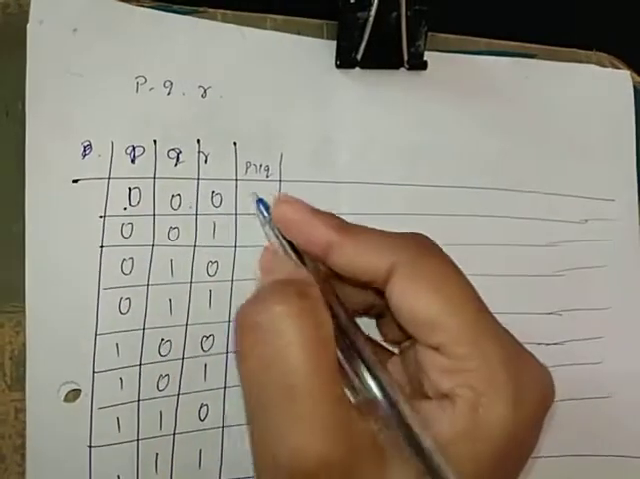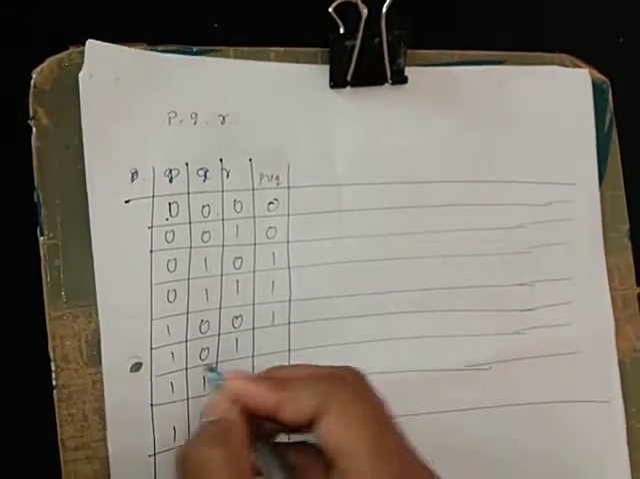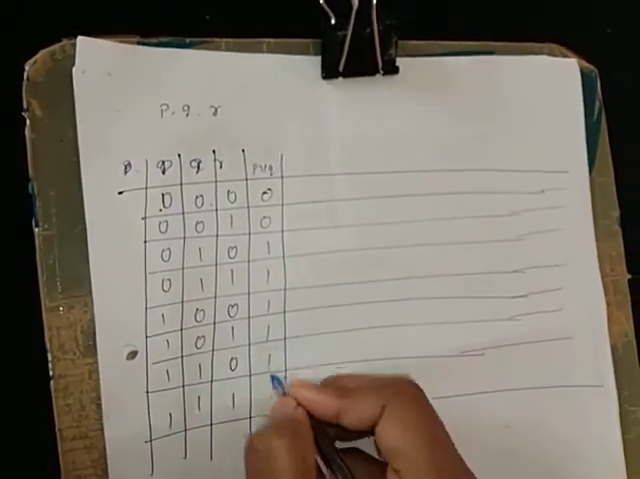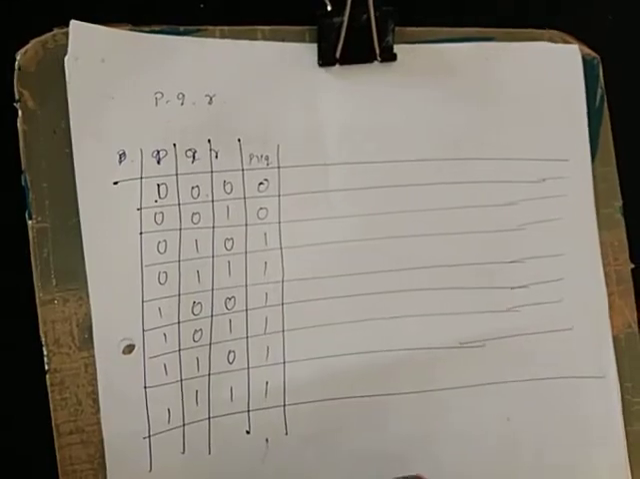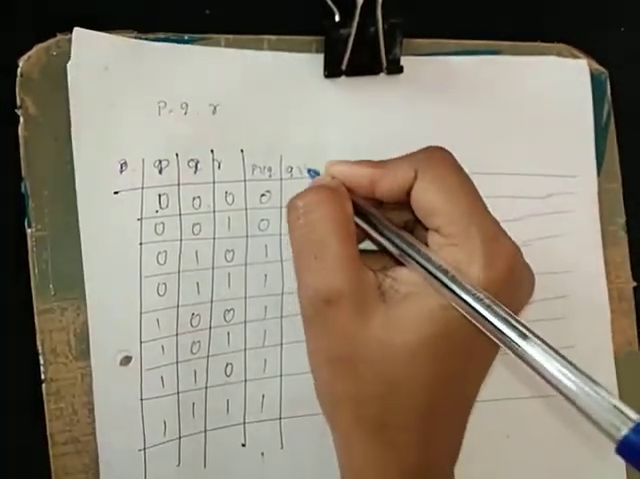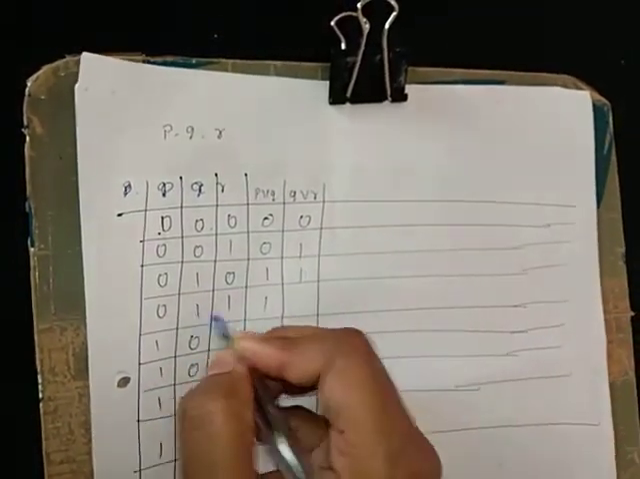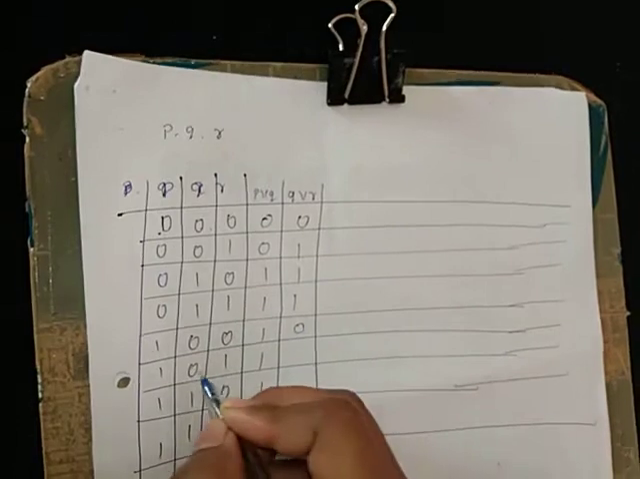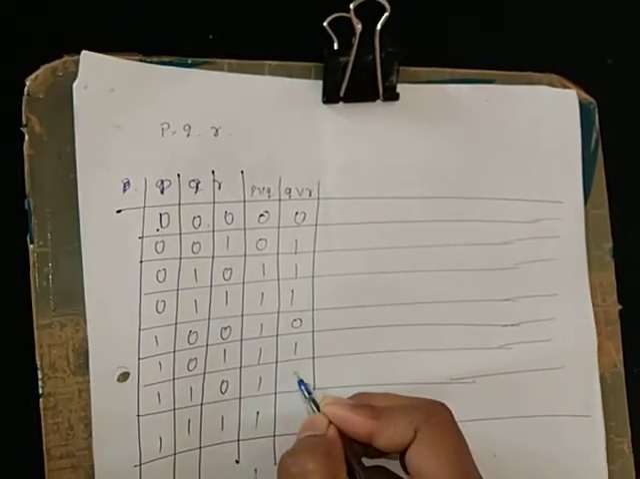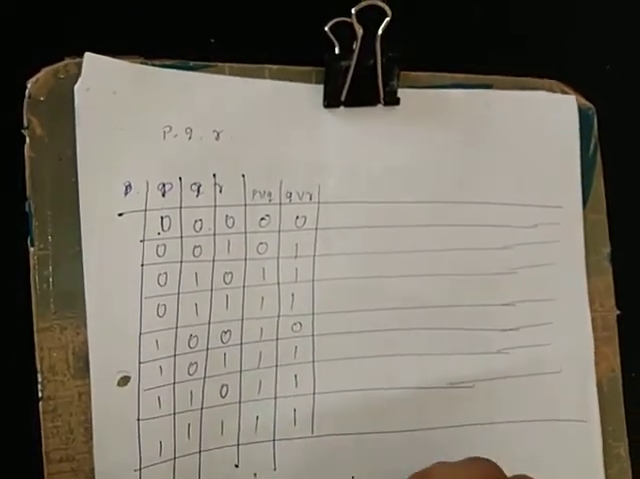So 0 or 0 is 0, 0 or 0 is 0, 0 or 1 is 1, 0 or 1 is 1, 1 or 0 is 1, 1 or 0 is 1, 1 or 1 is 1, 1 or 1 is 1. Now we are constructing Q or R. 0 or 0 is 0, 0 or 1 is 1, 1 or 0 is 1, 1 or 1 is 1, 0 or 0 is 0, 0 or 1 is 1, 1 or 0 is 1, 1 or 1 is 1.